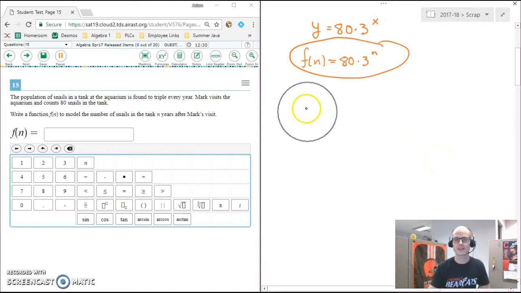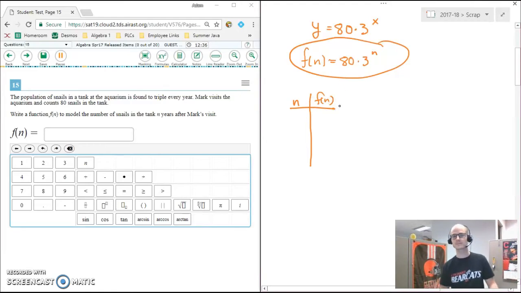So if you build a table of values where we have n for the number of years, and whatever this function is going to be, we'll say that's the output. Well, at 0 years, if no time has passed, I think we all agree Mark still sees those 80 snails. But now if 1 year has passed, then you're going to take that 80 and it's going to triple, so times 3. Now, if that happens again, let's say 2 years have passed, well, then you're going to take that 80 and you'll say times 3 again.